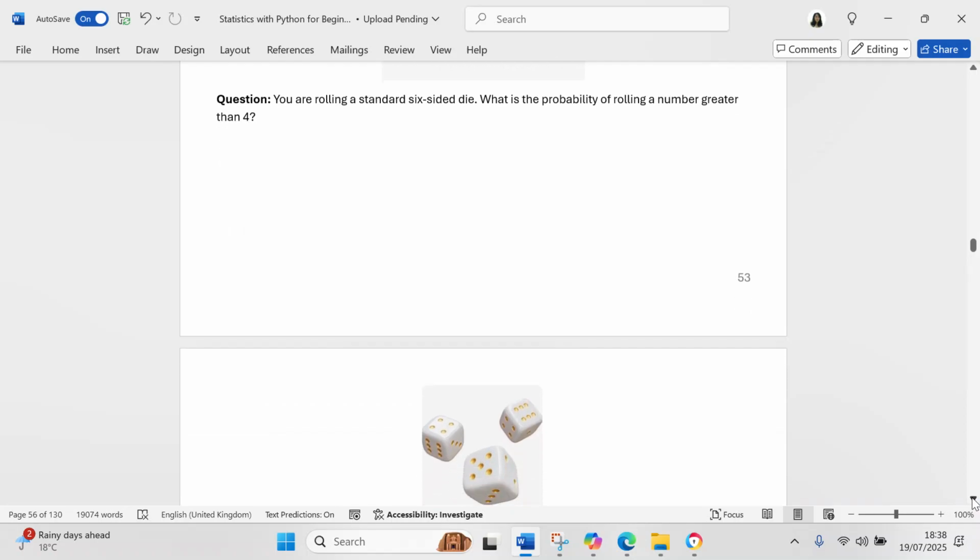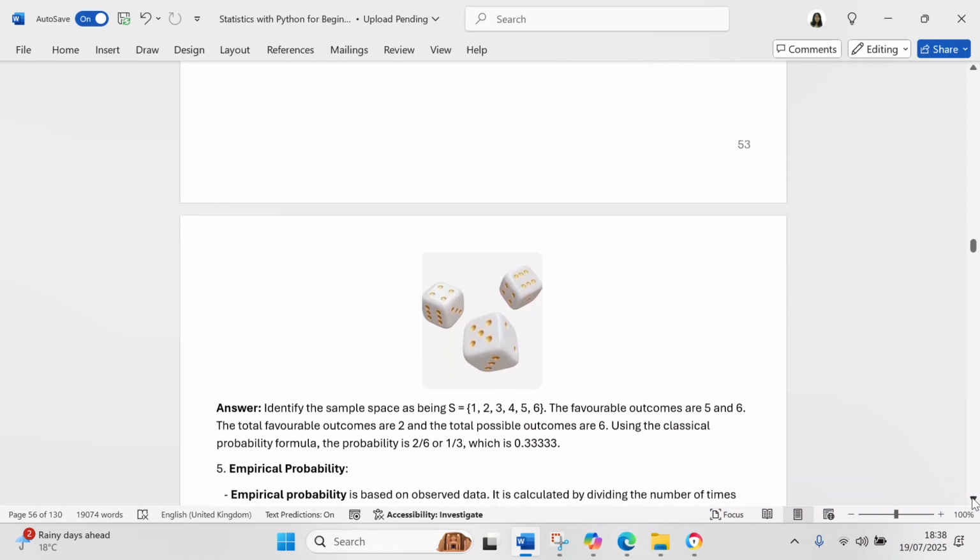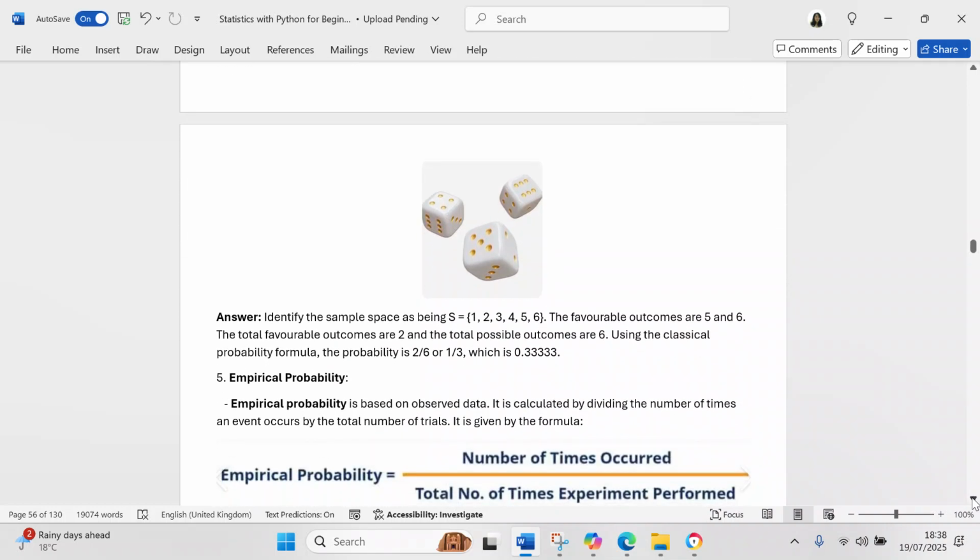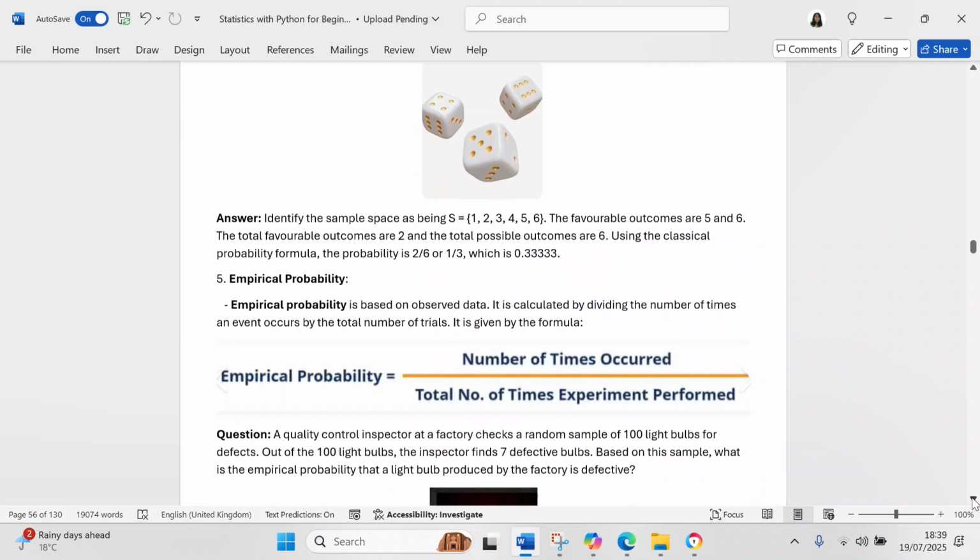So we have a question here. You're rolling a 6-sided die. What is the probability of rolling a number greater than 4? So the answer is: identify the sample space as S equals 1 to 6. The favorable outcomes are 5 and 6. The total favorable outcomes are 2, and the total possible outcomes are 6. Using the classical probability formula, the probability is 2 divided by 6, or 1 divided by 3, which is 0.33333.